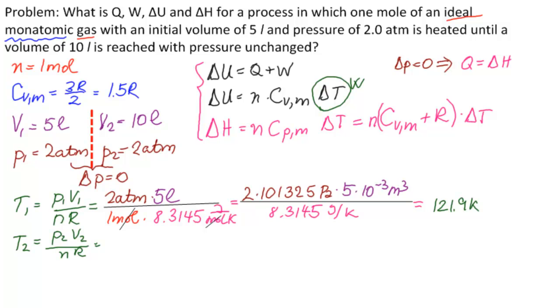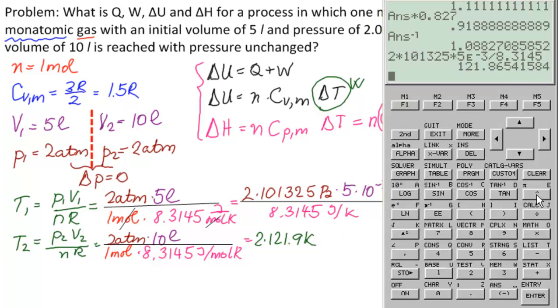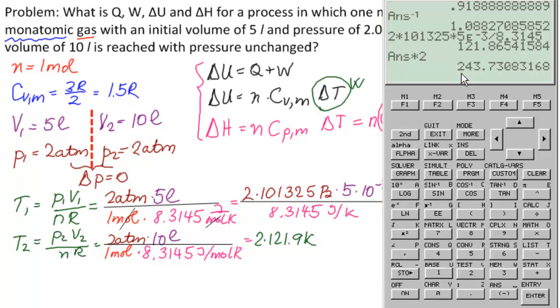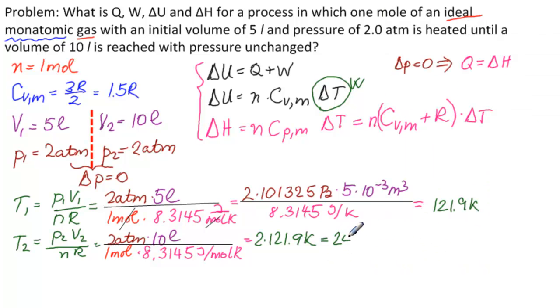What part of this is going to change? Let's see. This is 2 atmospheres. This is 10 liters, divided by, we still have 1 mole, and R is still 8.3145 joules per mole Kelvin. What's the difference between these two? This is the same, this is twice as big, this is the same, this is the same. So all we need to do is multiply this by 2, so we have 2 times 121.9 Kelvin. On the calculator, times 2, 243.7 Kelvin. And so this implies that delta T is equal to this minus this, but since this was just twice this, we just have 121.9 Kelvin. So this is delta T.